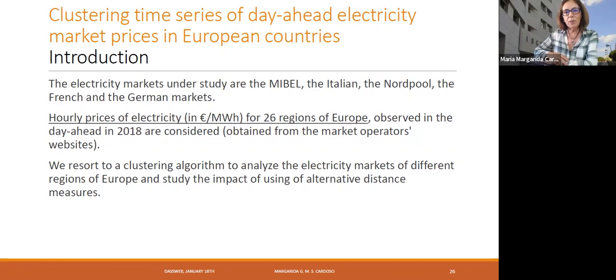And so we try to understand the still heterogeneous electricity markets. So we see here that the electricity markets under study are the Iberian, the Italian, the Nord Pool, the French, and the German markets. And we study 26 regions of these markets, and data of 2018 is considered. So we resort, of course, to a clustering algorithm to understand the different patterns of electricity prices.